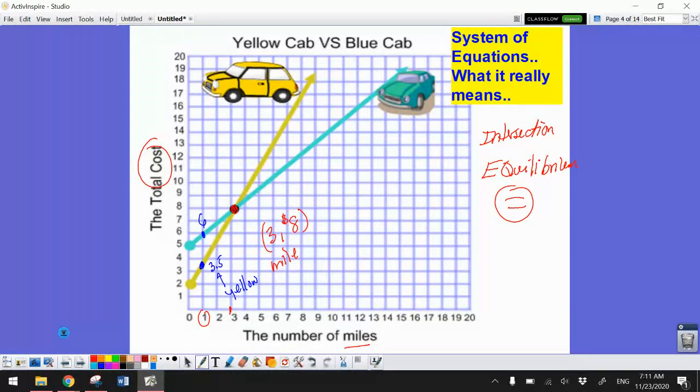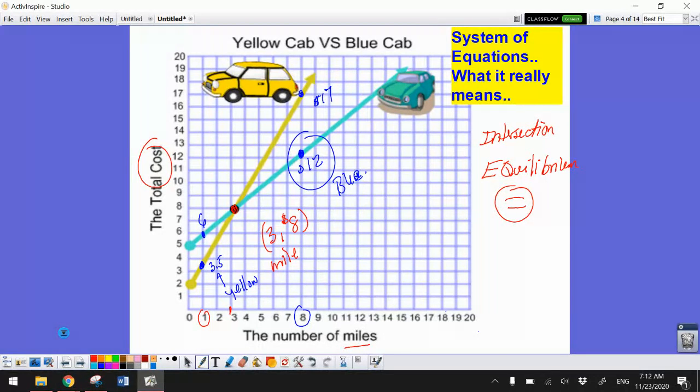Okay. Well, what happens if I'm over here at 8 miles? Well, there's the blue one. That's going to cost $12. And here's the yellow one, and that's going to cost $17. So in this case, the blue one is cheaper.